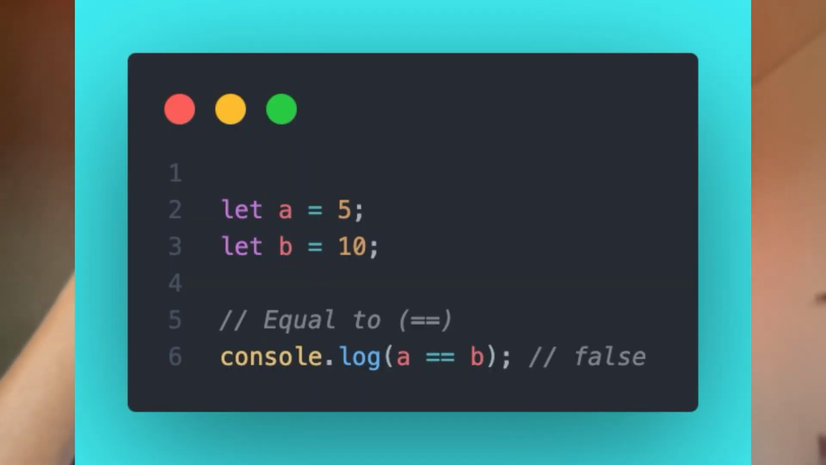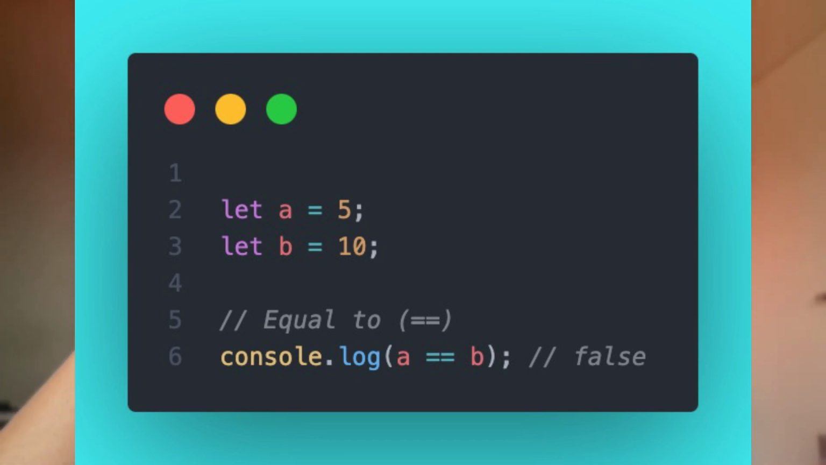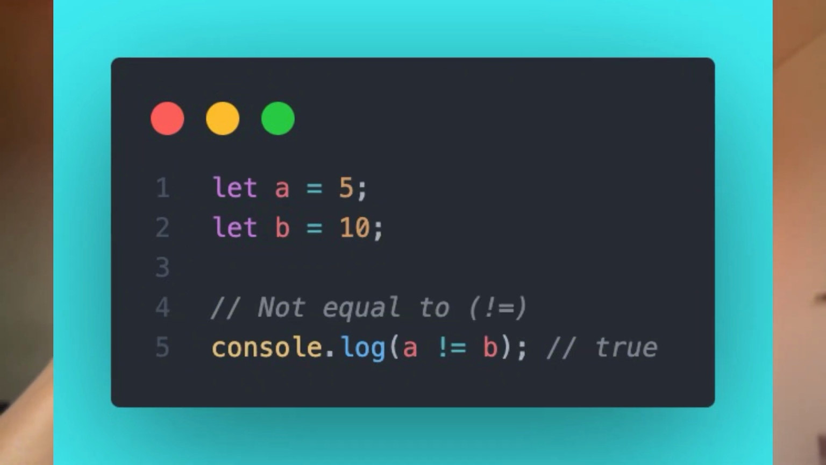Let a equals 5, let b equals 10. console.log a equal to b will give us false because 5 and 10 are not the same value. So if we call the equal to, which is the double equal, on them, we get the false result. Let's use the not equal. If we call console.log a != b, that is correct, so it will return true. A is not equal to b, so that's correct, it will return true.